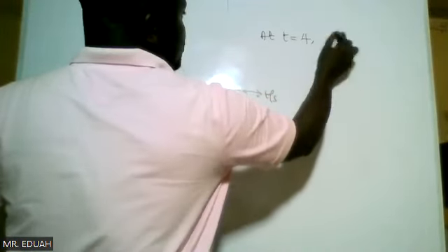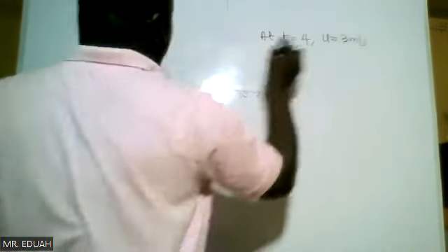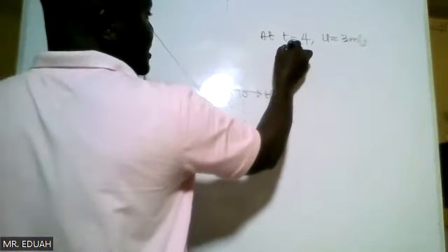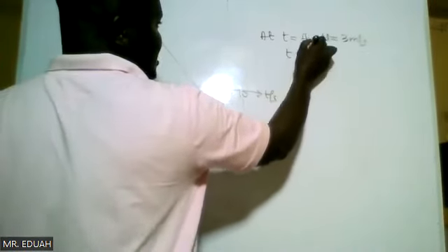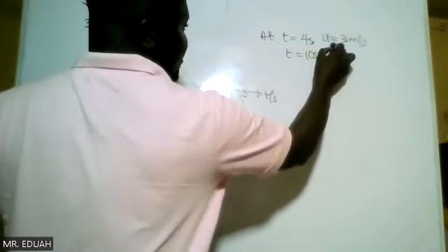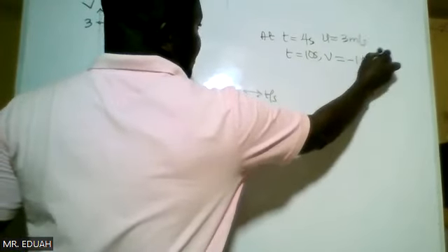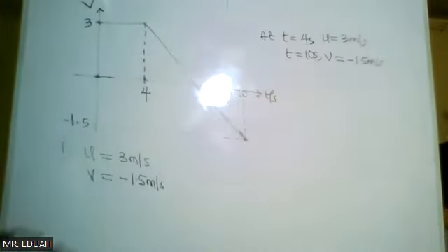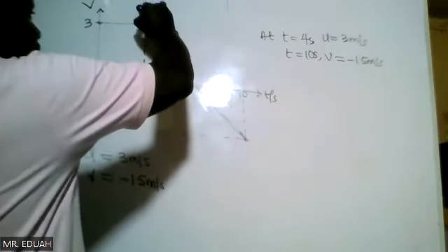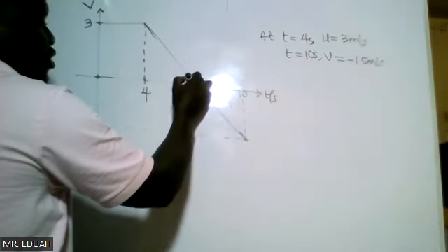Let me use u. Initial velocity is 3 meters per second. Then at time t equal to 10 seconds, the final velocity is -1.5 meters per second. And when you look at the graph, it's inclined to the time axis at a constant angle.